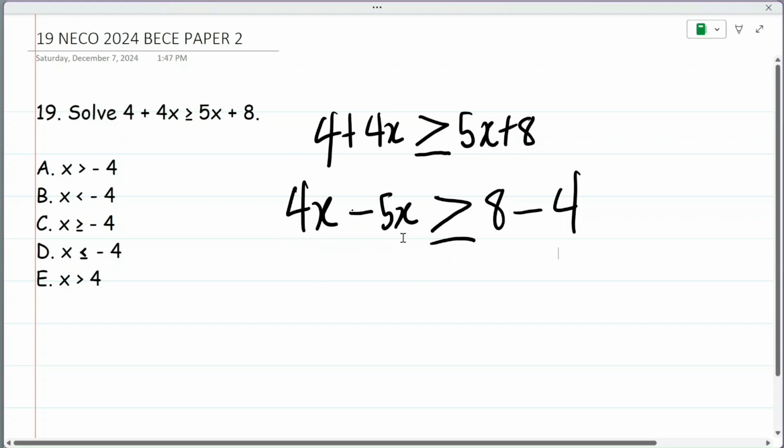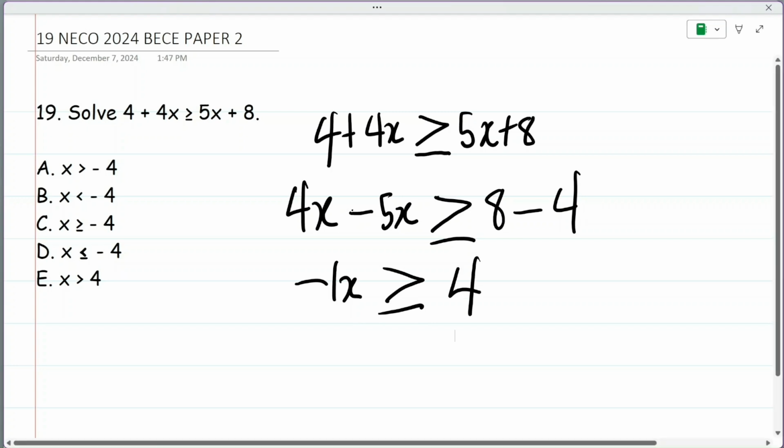So you have 4x minus 5x, this is minus x. Plus 4x minus 5x is like saying you have 4 apples and you're owing 5. You owe more than you have. If you pay back the 4 you have out of the 5 you owe, you'll still be owing 1 more. Or you can use your calculator to just do 4 minus 5. That will give you minus 1. So you just write minus 1x is greater than or equals to, on this side you have 8 minus 4 is 4.